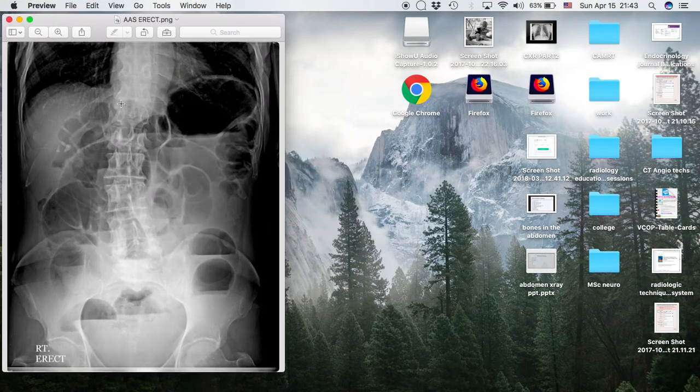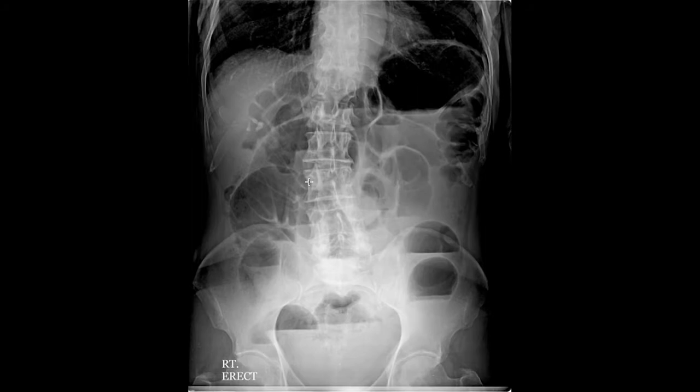Alright, so this is an abdomen x-ray. It's nicely marked. So this is the right side, and it's in the erect or standing position. So how do we know this is in the standing position? Number one, it's marked. Number two, look at the gas pattern.